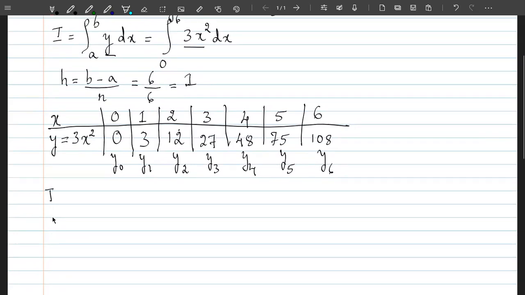I is equal to the value of the given integral, that is, integral 0 to 6 of 3x square dx. You are using Simpson's 1/3 rule, so h should be multiplied by 1 by 3. So the formula says h by 3 into y naught plus yn.